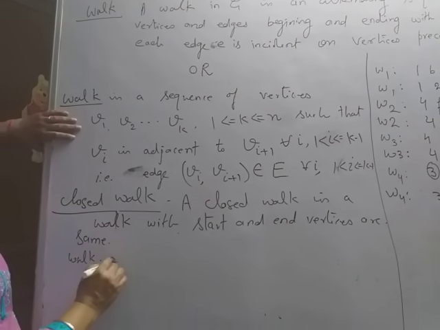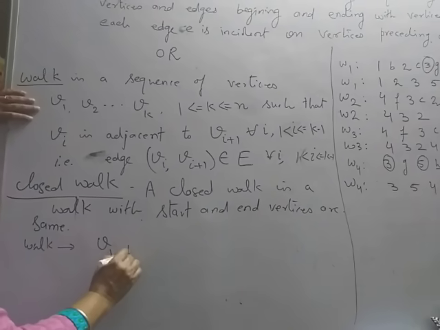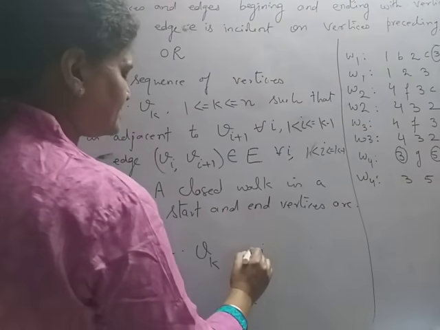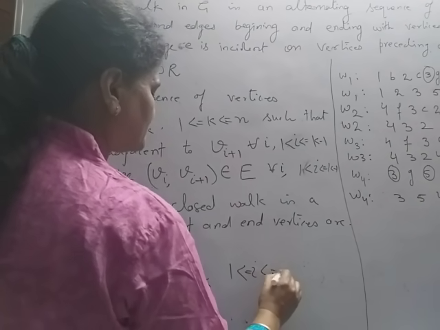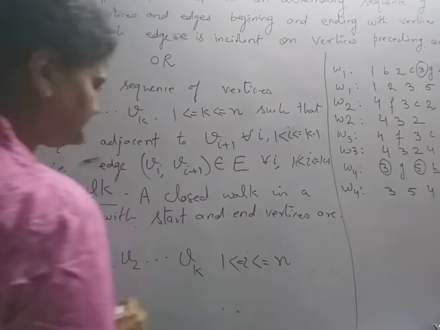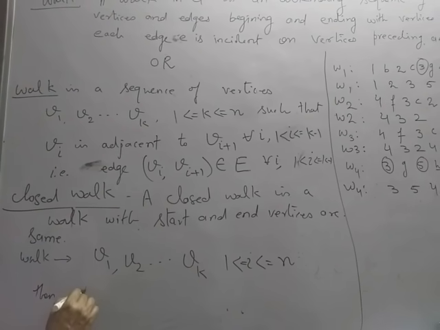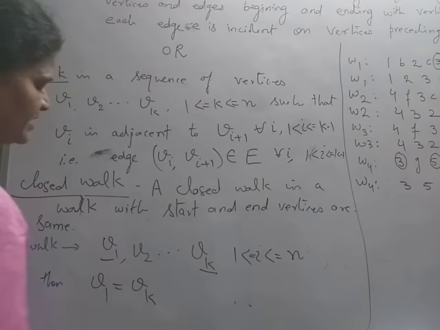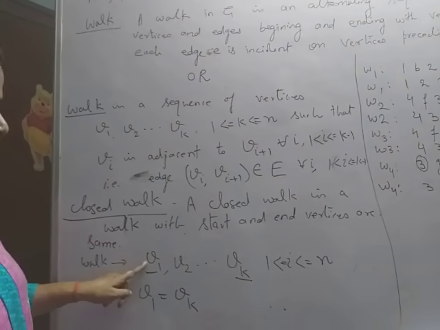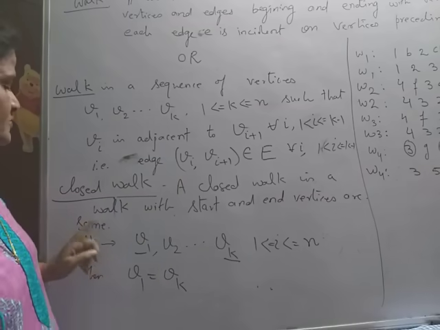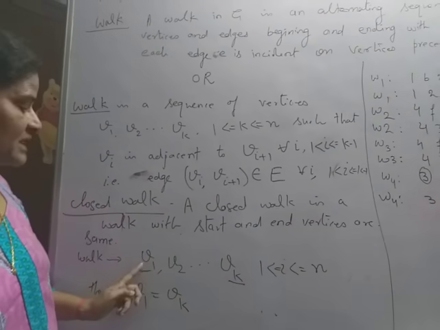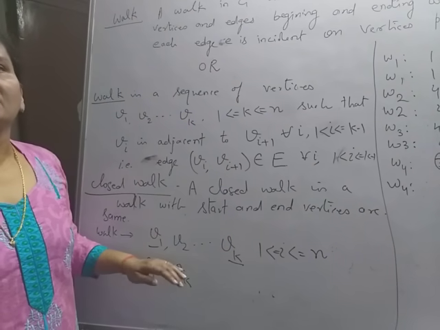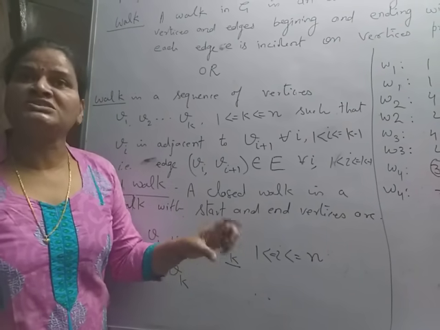Okay, so here if we follow this sequence in the second definition, the walk is a sequence of vertices v1, v2, and so on, vk, where i is greater than or equal to 1 and less than or equal to n, then v1 equals vk. v1 and vk, this is what? The first vertex, start vertex, and the end vertex. So if in any walk start vertex and end vertex are same, then the corresponding walk is called a closed walk.